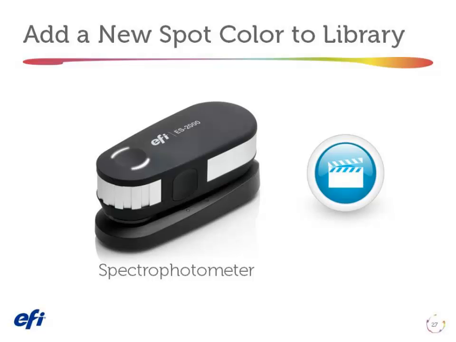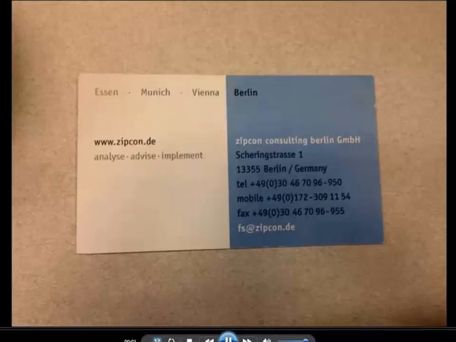In this case, we're going to measure the color using a spectrophotometer so that we can get the LAB values and create our own entry and our own custom spot color library that has this color in it. Let's look at how this works. So here's an example of my customer that came in. This is Zipcon Consulting.